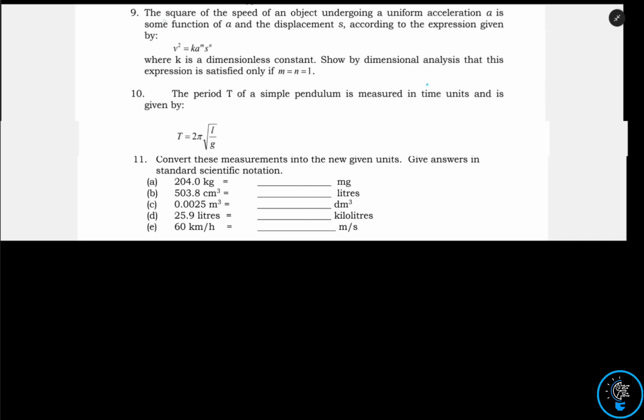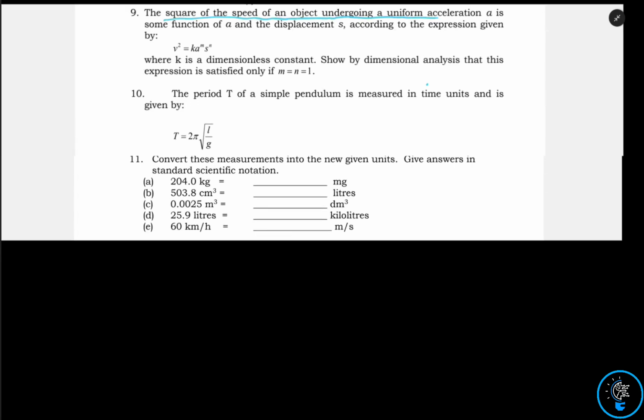Okay, question 9 says, the square of speed of an object undergoing uniform acceleration a is some function of a with displacement s according to the expression given. So we're given that expression, which is v squared. Okay, let's write it there. v squared is equal to k a to the power m s to the power n. Then we're told that k is a dimensionless constant. And the question says, show by dimensional analysis that the expression is satisfied only if n is equal to 1 and m is equal to 1.